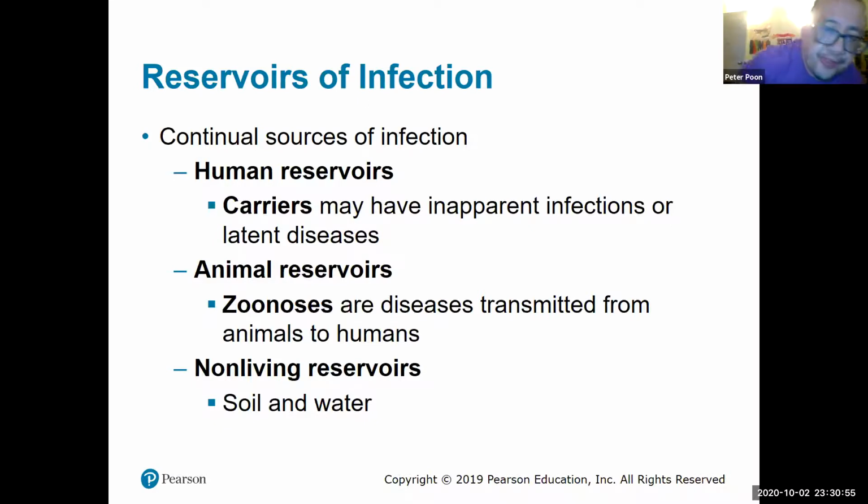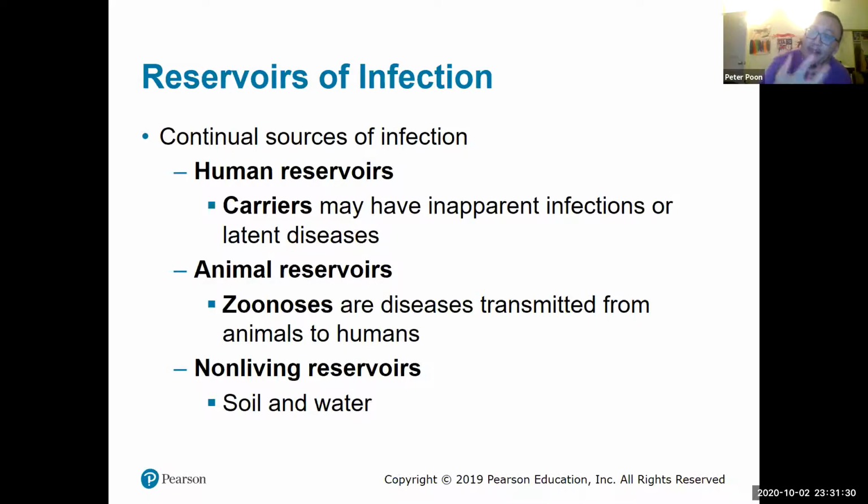Human reservoirs are people who have the disease, and some of them might be carriers for infection and not know they have it, or have latent diseases. So they have cold sores and it's not showing on them because they're not having an outbreak. Doesn't mean they don't have it, doesn't mean they can't transmit it to you, although the risk of that is very, very small. But I'll give you guys a really cool case.